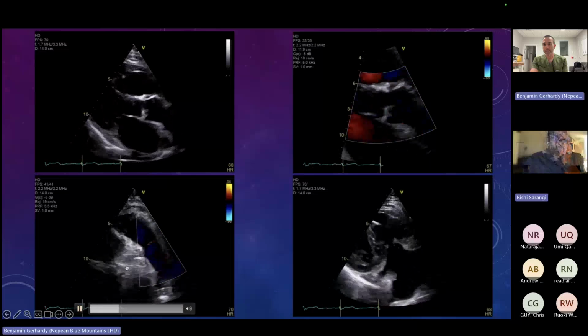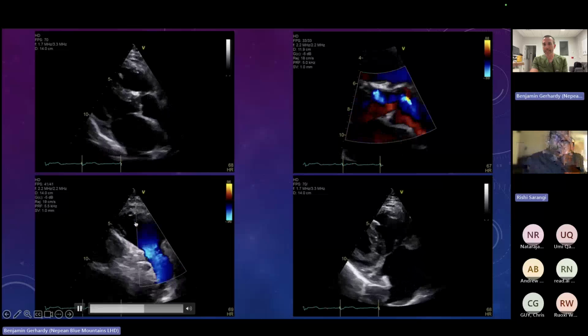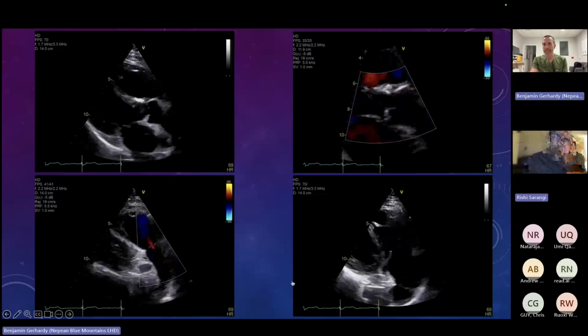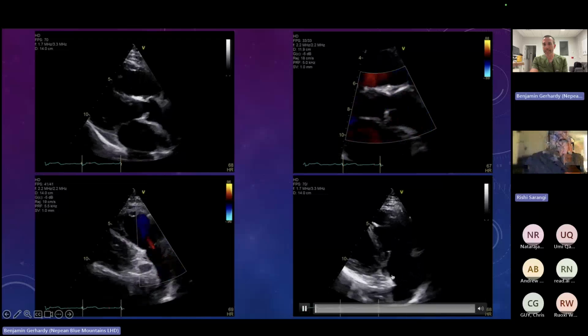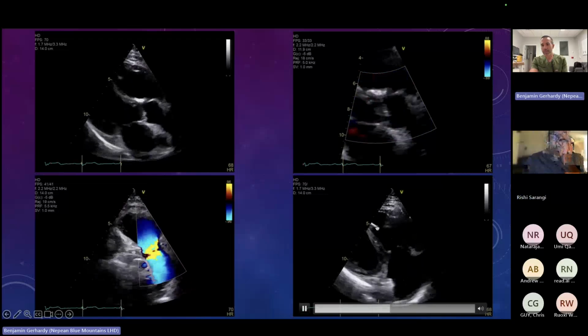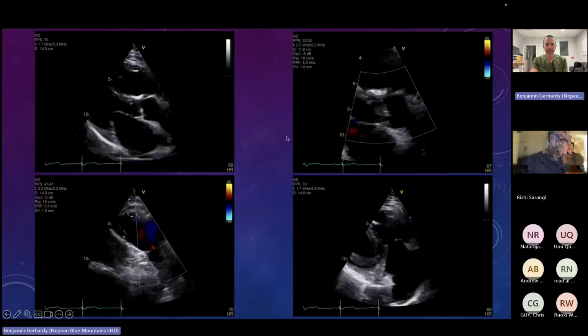Here we've got our RV outflow view, a bit of PR there, not a whole lot, but again, right ventricle, pulmonary valve, and that's our outflow tract. And here we've got our RV inflow view. So we have right atrium, right ventricle, tricuspid valve. Something really bright up here makes you think they might have a pacing wire or something similar in, and we just haven't captured it very well.